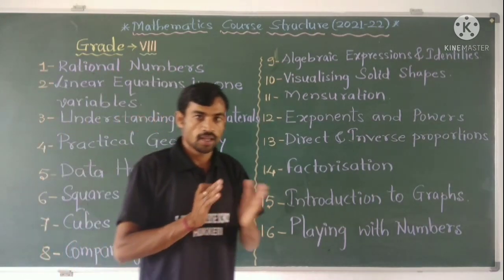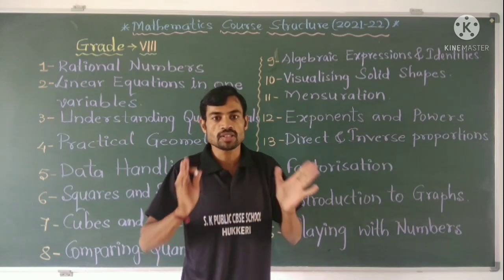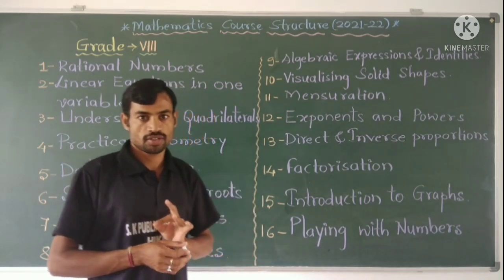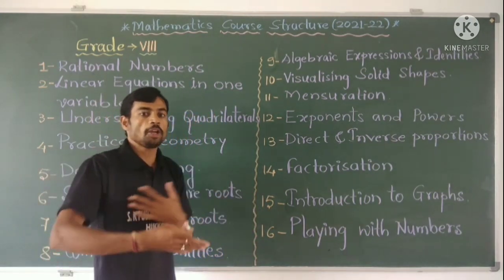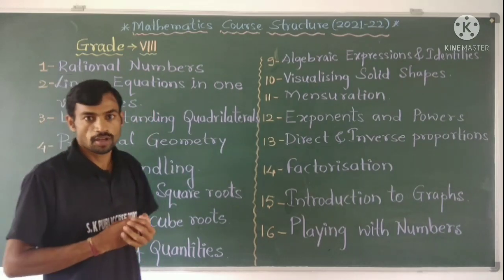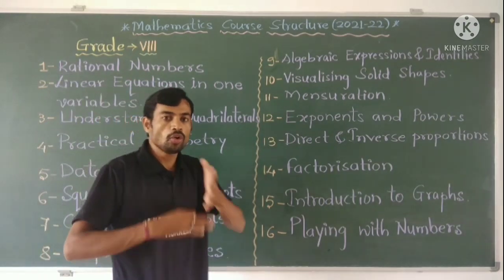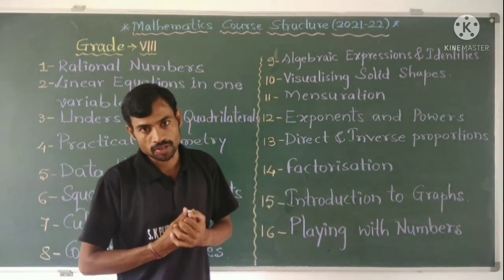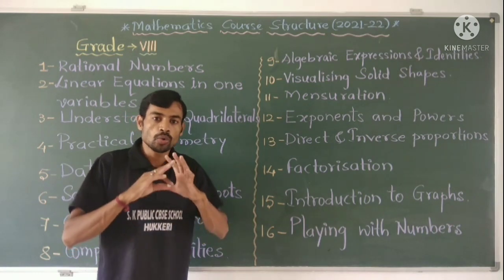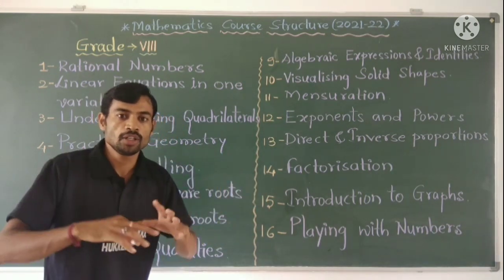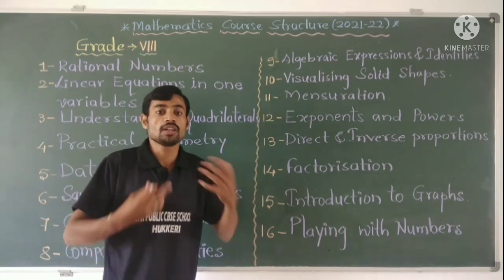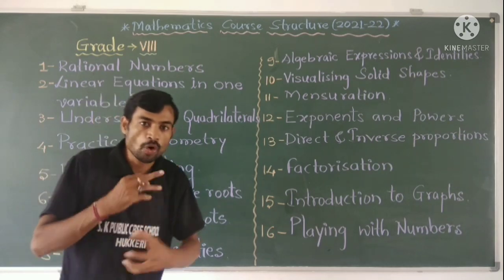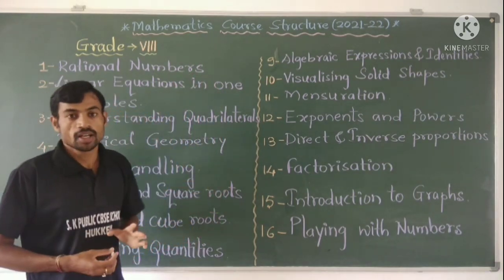Dear students, till 7th standard you have studied natural numbers, whole numbers and integers. We have seen another type of number, that is rational numbers. In this topic we study what rational numbers are, how to write rational numbers between two rational numbers, how many rational numbers we can find, what the types of rational numbers are, and what properties we have to apply for rational numbers.